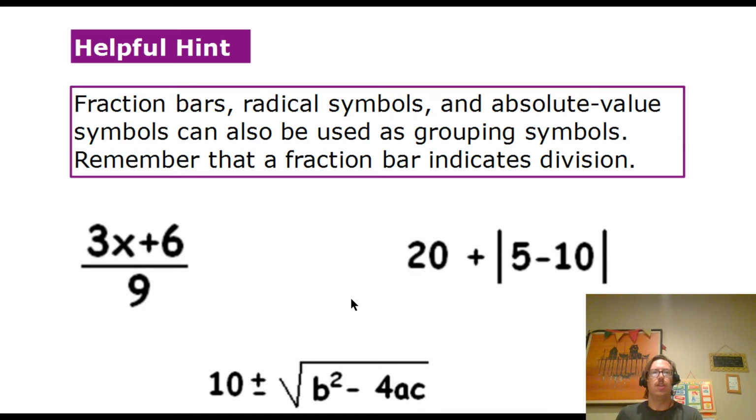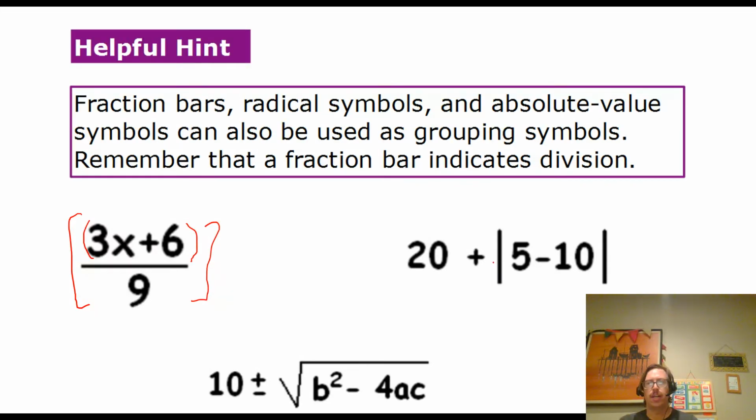Okay. Oh, helpful hint. Fraction bars, radical symbols, and absolute value symbols can also be used as grouping. So, for instance, this fraction, this means 3x plus 6 is divided by 9. It means this whole top part is divided by 9. So this is taken as a separate group of numbers where the top is one group being divided by 9.